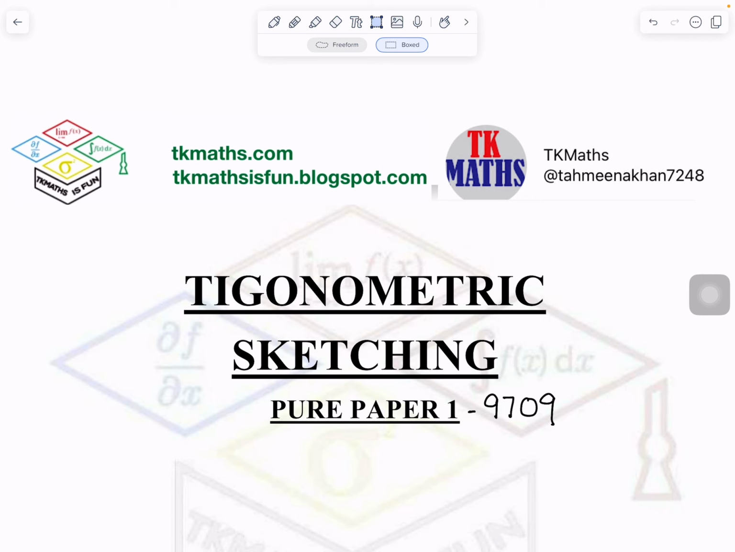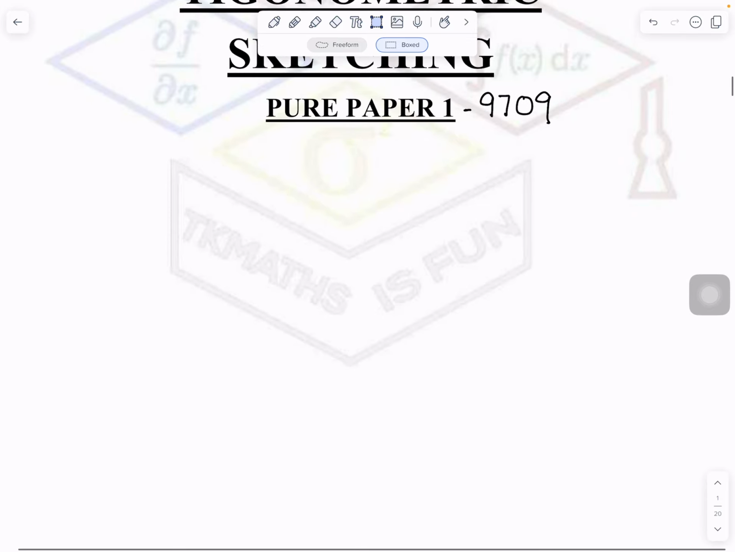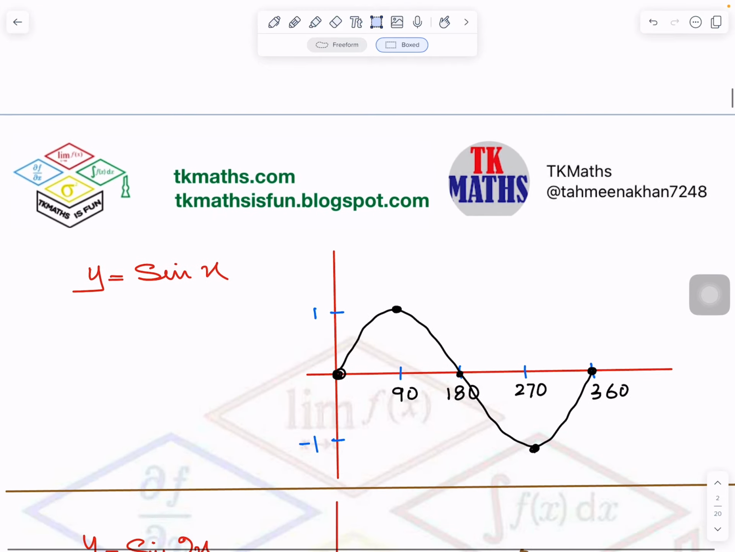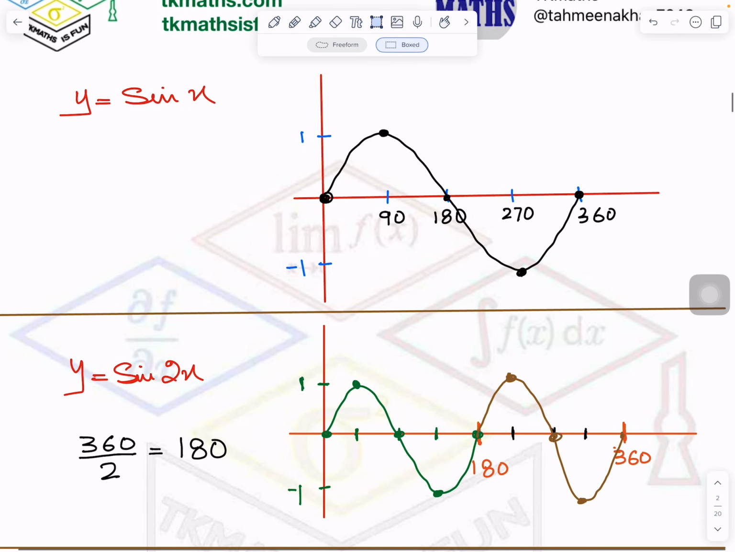In today's video, we will focus on trigonometry sketching, which is a part of the syllabus of A Level Mathematics, paper P1, code 9709. So before I show you a past paper question and start solving it, I would like you to revise one of the concepts.